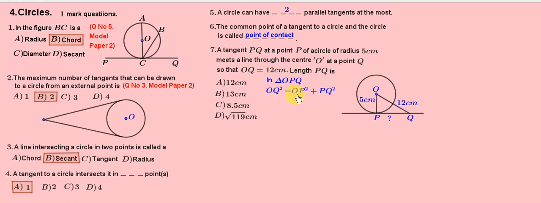Here OQ square is equal to OP square plus PQ square. Therefore PQ square equal to OQ square minus OP square. Substitute the values. PQ square is equal to 12 square minus 5 square. You know 12 square is equal to 144 and 5 square is 25. Therefore PQ square is equal to 144 minus 25. Therefore PQ square is equal to 119. Therefore PQ is equal to root of 119 cm. Option D is correct answer. Next question number 8.